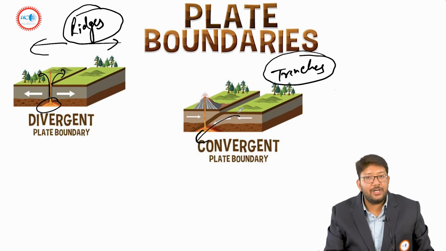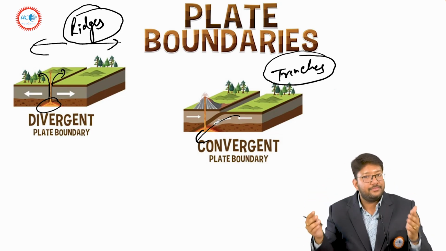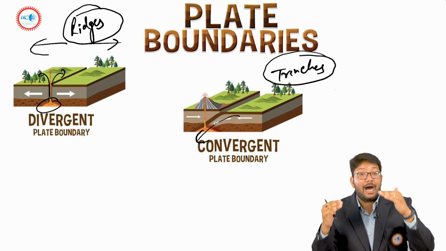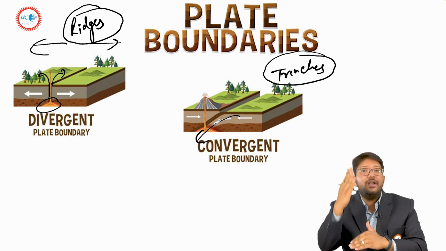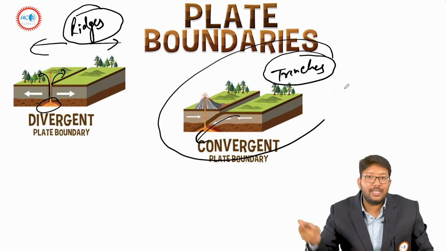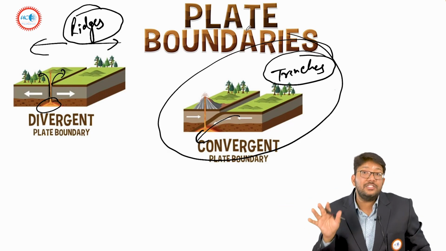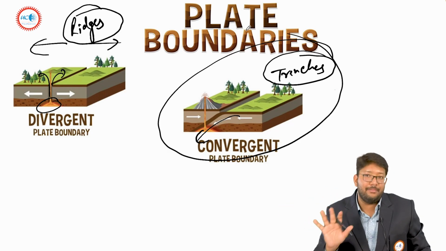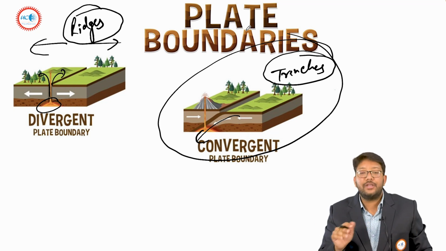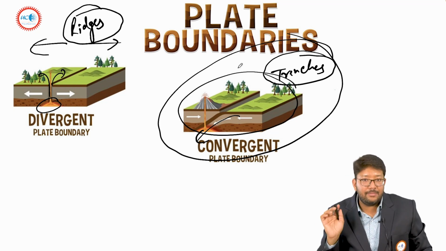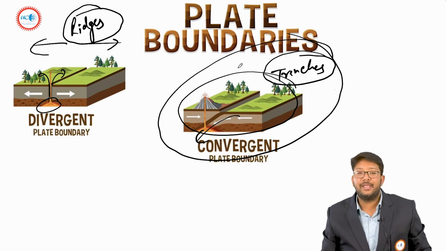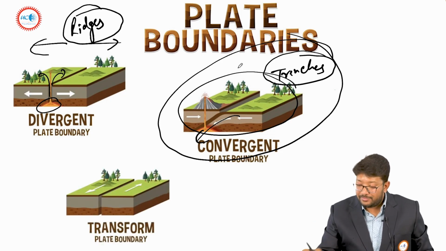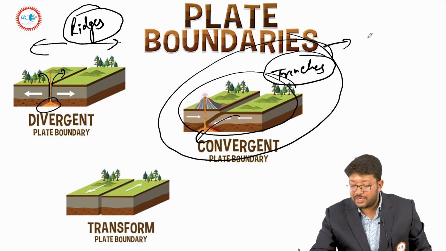Because one plate is going down. Which plate? The high-density one will go down and the low-density one will go up. This is how our Himalayas were also formed, and trenches will only form at the oceanic boundary. Remember that too. Here no trenches will be formed, fold mountains will be formed. The third one is transform. Something is being destroyed, that's why it is called a destructive boundary.